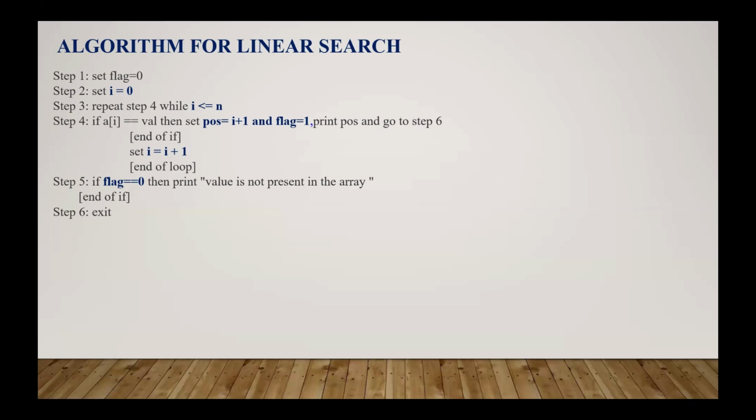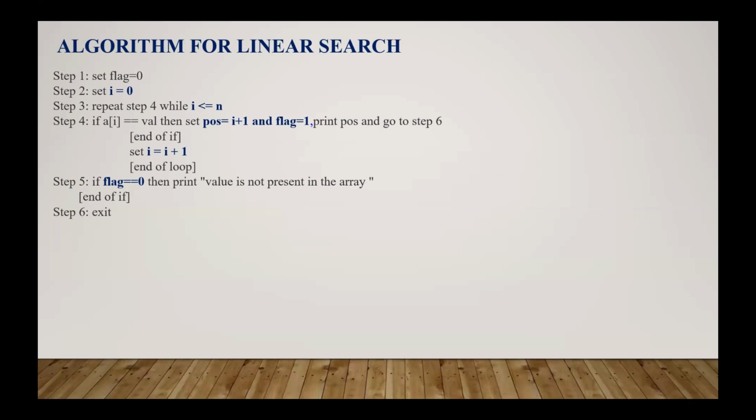If the element at index i is equal to the searching element, then we make the flag 1, meaning the element is present inside the list. Then we have to find the position. Position is equal to i plus 1. Why? The reason is that i initially starts from 0. That's why, whenever we have to find which position it is present in, we use i plus 1. Then we print the value and go to step 6.